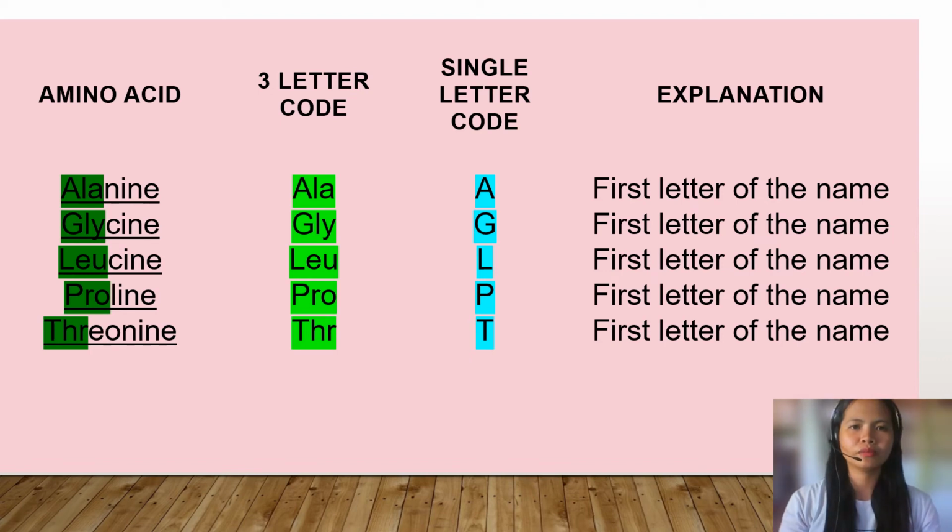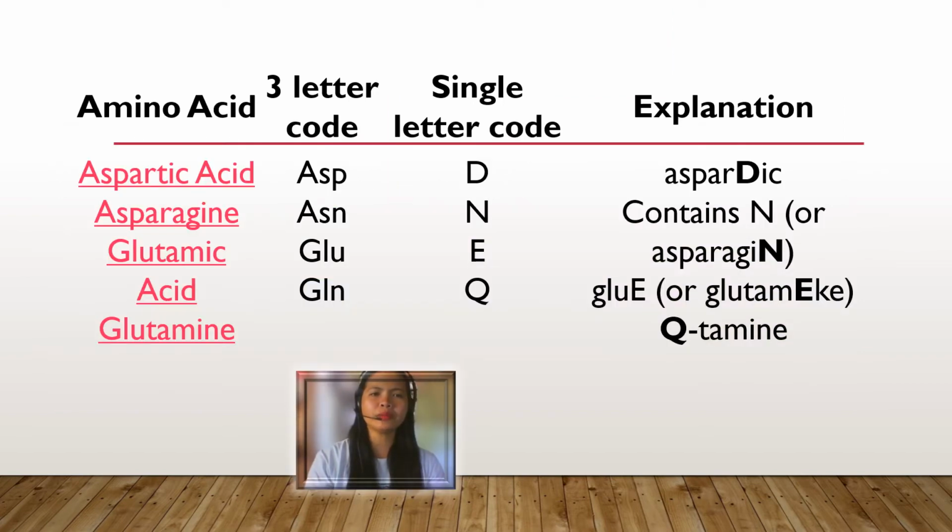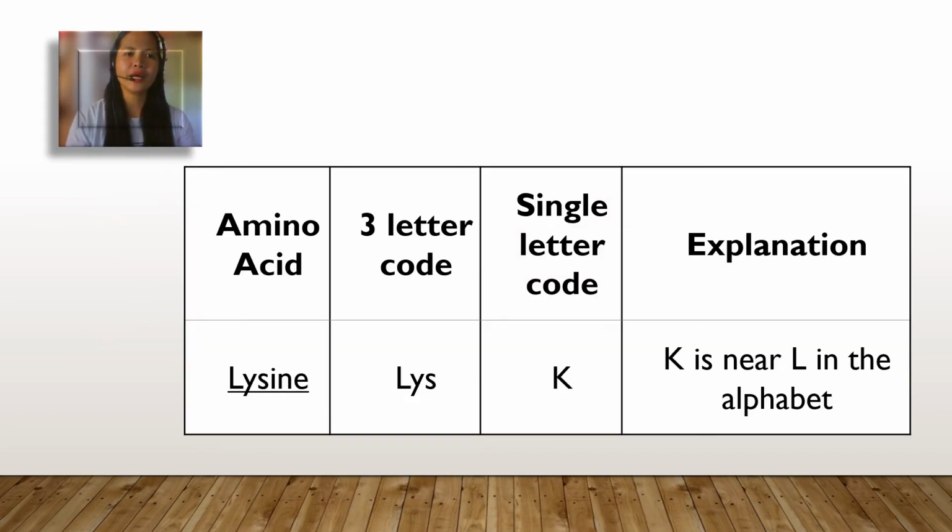Some of the other amino acids are phonetically suggestive. For example, for arginine we have R, for phenylalanine F, for tyrosine Y, and for tryptophan W. For the remaining amino acids, Dr. Dayhoff assigned the letters D, N, E, and Q respectively. By the time Dr. Dayhoff got to lysine, she used the letter K, explaining that K is near L in the alphabet.